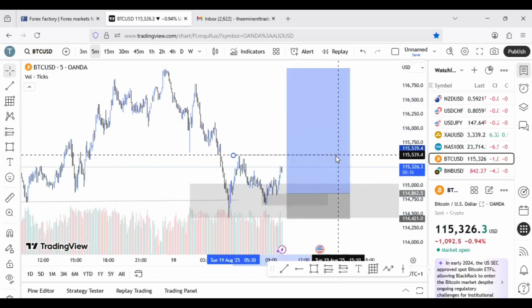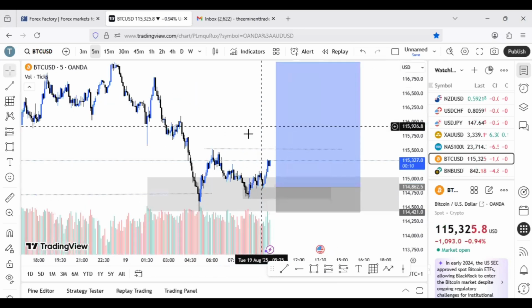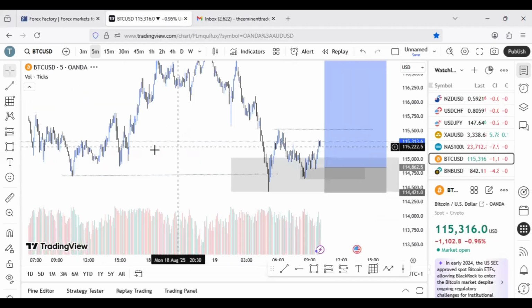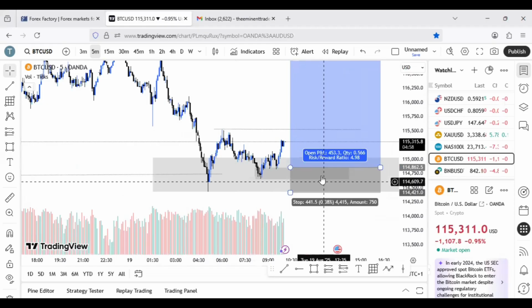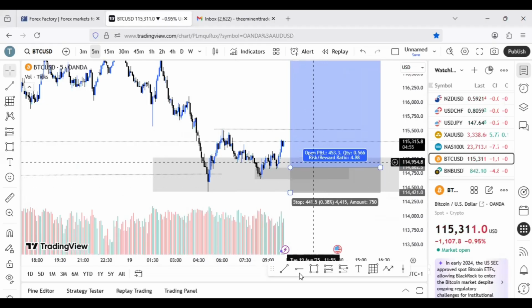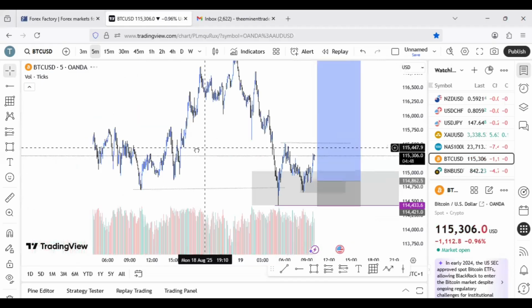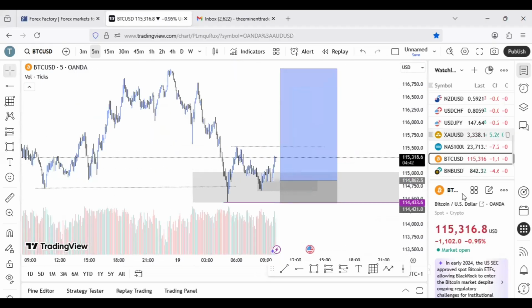But for me to be certain, I need this area to be taken out. I need this to be taken out. So once it's taken out, then you are guaranteed that if price comes back to this level, it will bounce. Like 7 out of 10 times, it should most definitely bounce from here on the lower time frame. But I need this to be taken out first. So that is that.